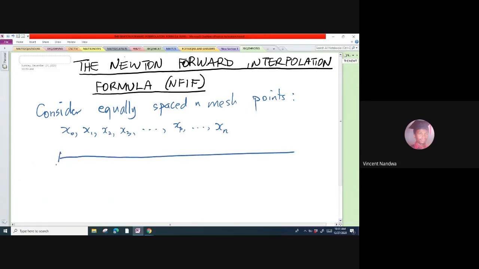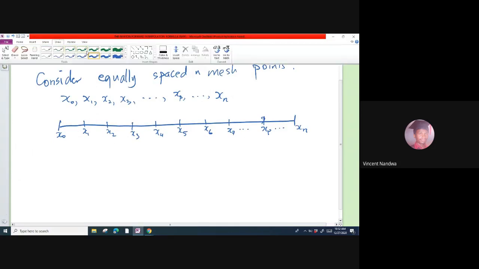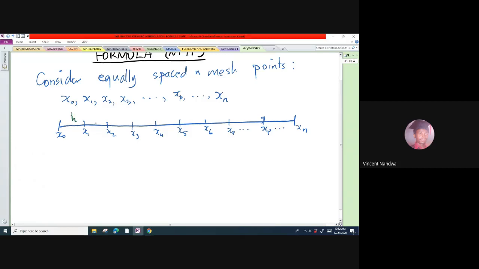So if we have an x naught here, we have x1, x2, x3, x4, x5, x6, x7, say xp, up to the last mesh point xn. Because they are equally spaced, the distance between consecutive mesh points is the same. So this is h, this is h, this is h, h, h, etc.